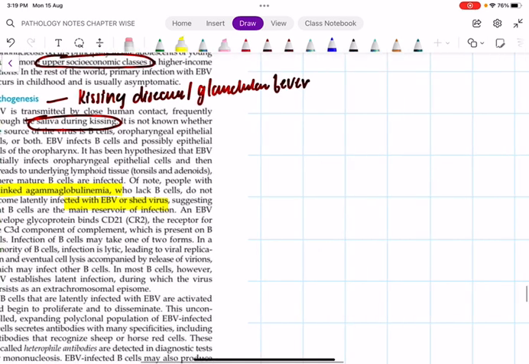Okay, this is a very, very important question. I'm going to write it. B cells are the primary reservoir of Epstein-Barr virus.